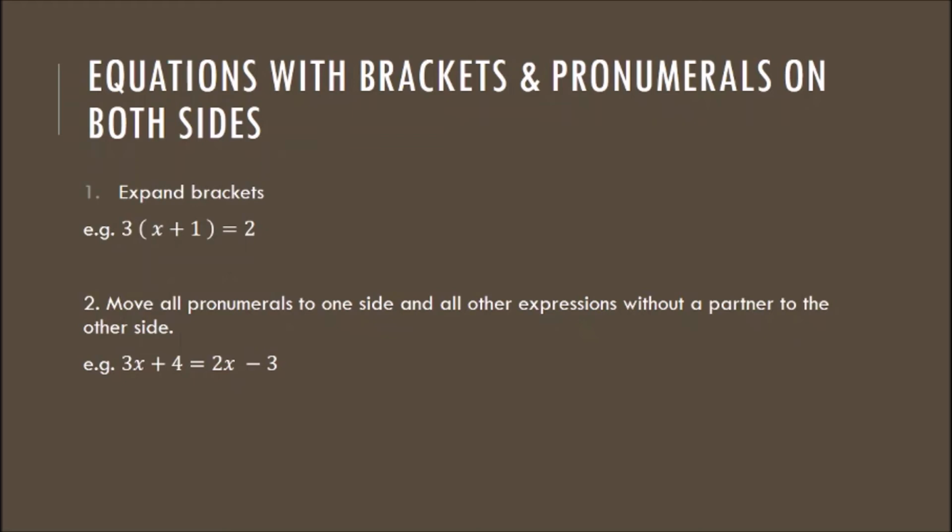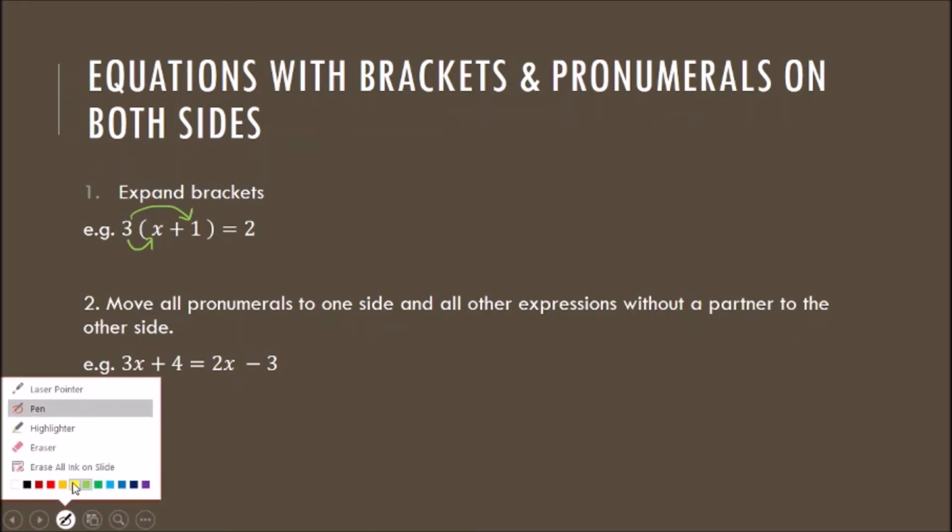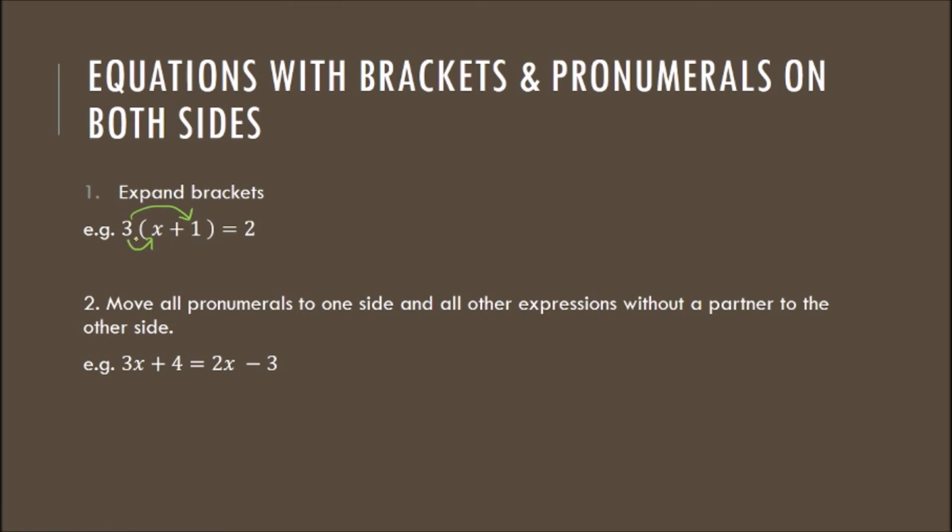So the first thing you need to do is expand the bracket. So let's say we have 3(x + 1) = 2. What am I doing? You are multiplying the outside number with the inside ones in brackets. So 3 times x is 3x. Okay, 3 times 1 is 3.